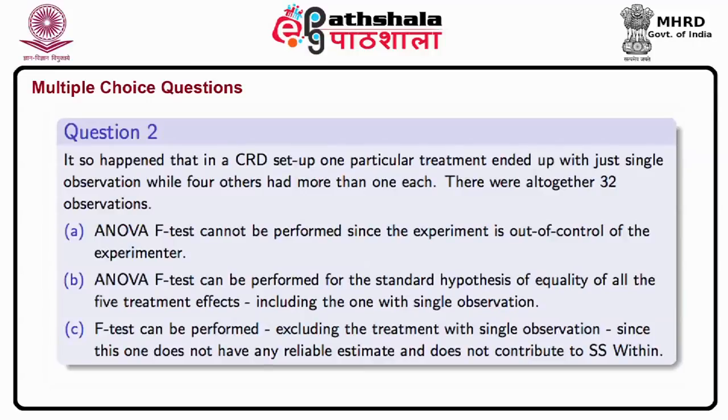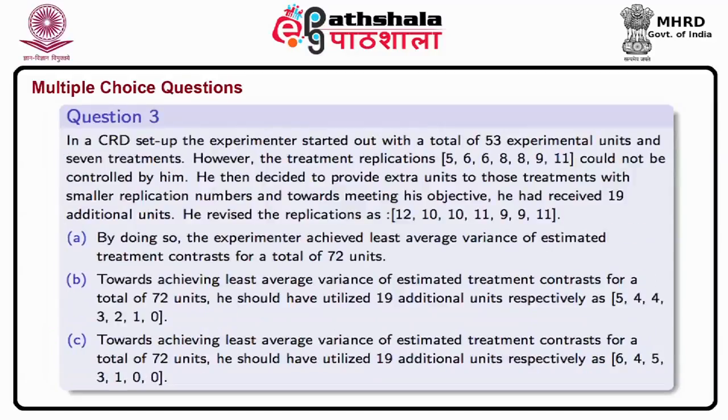So the options are: ANOVA F test cannot be performed since the experiment is out of control of the experimenter. The second one is ANOVA F test can be performed for the standard hypothesis of equality of all the 5 treatment effects, including the one with single observation. And the third one is F test can be performed excluding the treatment with a single observation, since this one does not have any reliable estimate and does not contribute to sum of squares within. So this is the second question, and here is the third question.